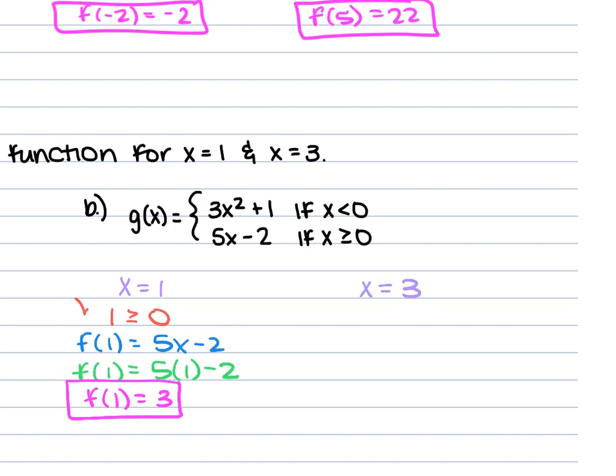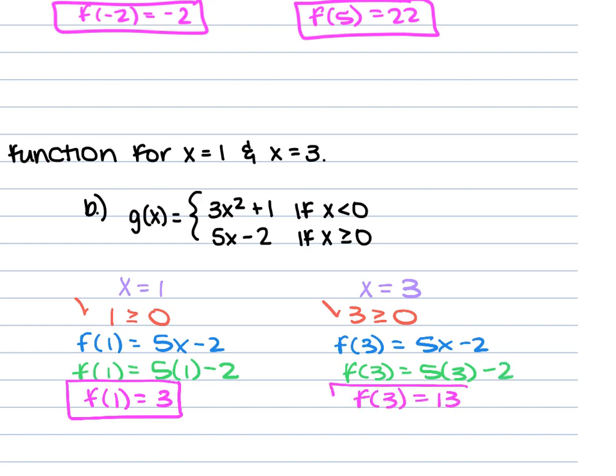For x is equal to 3, 3 is not less than 0, but 3 is greater than or equal to 0. So we are going to use f of 3 is equal to 5x minus 2. So this is going to be f of 3 is equal to 5 times 3, which is 15, minus 2, which is 13. So f of 3 is equal to 13.